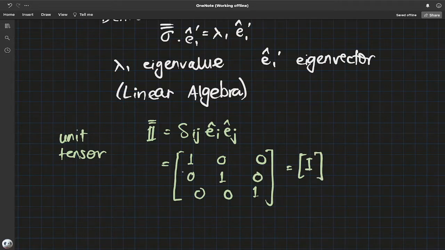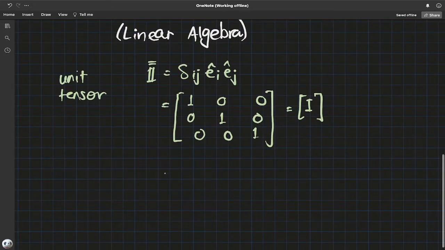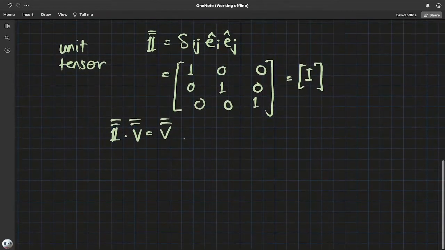So this shouldn't come as a surprise. Again, the property of this, at least in the world of tensors, is that if you dot the identity tensor with any tensor, you just get the same tensor itself. And again, this makes sense because it's the identity matrix. So identity matrix multiplied by any other matrix is just that matrix itself.